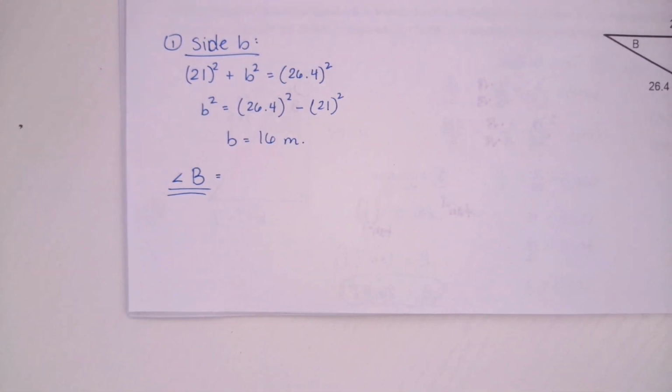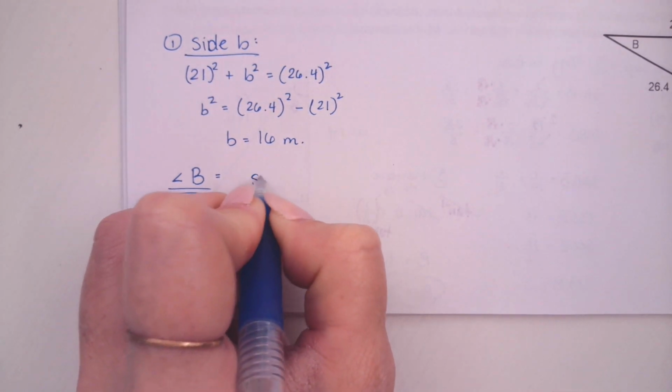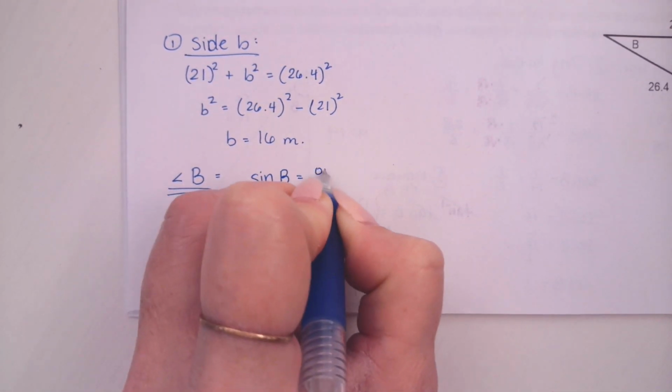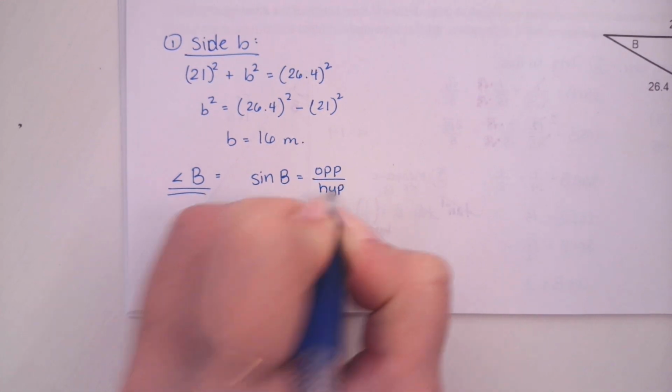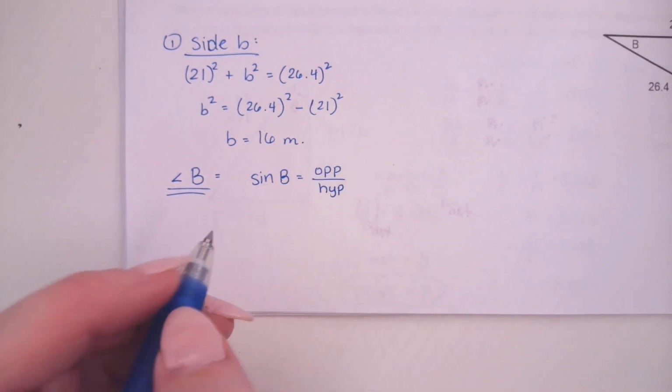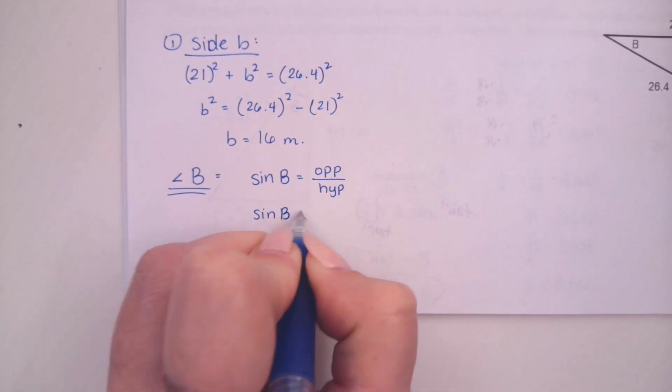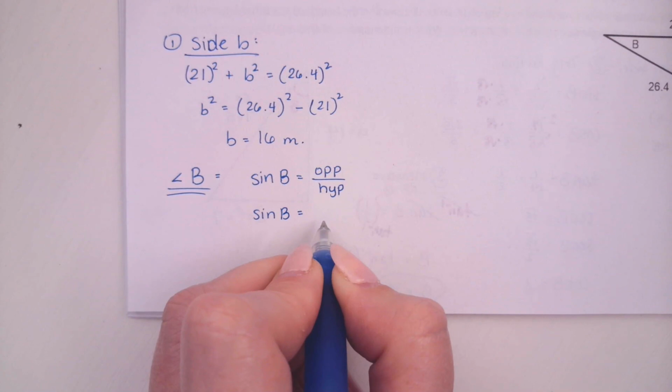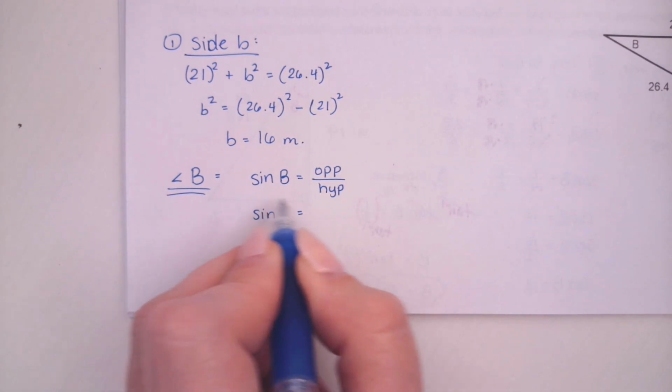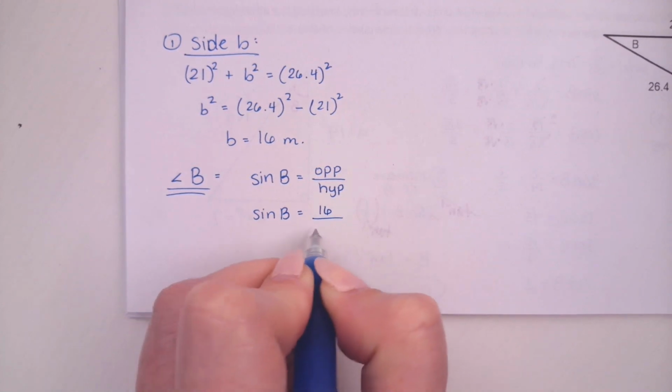So for angle B, since you know all three sides, it doesn't matter what trig ratio you use. You can do cosine, sine, tangent, any of the ones that we can do inverse for. Which one do you want to do? Sine, cosine, tangent? Sine. Okay, so we'll write down sine of B is opposite over hypotenuse. We'll fill in what we know, which is the opposite and the hypotenuse. What's the side opposite B? 16.